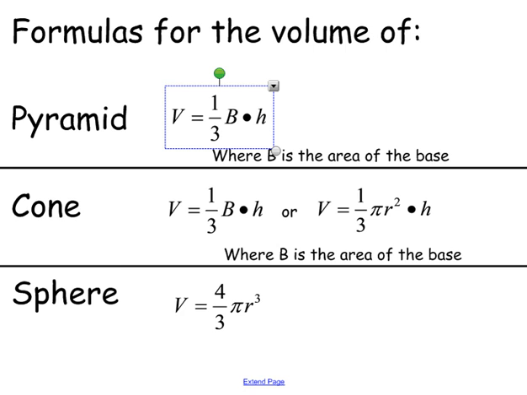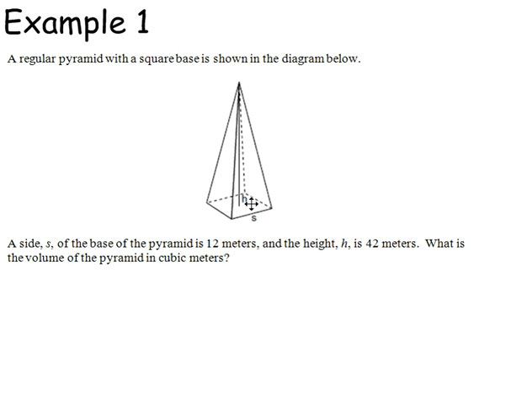So in our case, the base is a square. So the area of the base is going to be equal to S to the second power. Area of the base is a square. So the area of a square is the side to the second power. It's also length times width, but since it's a square, all sides are the same, you could just say it's the side squared, right? The side multiplied by itself. You know what I'm saying? All right, so that's how you get the area of the base.